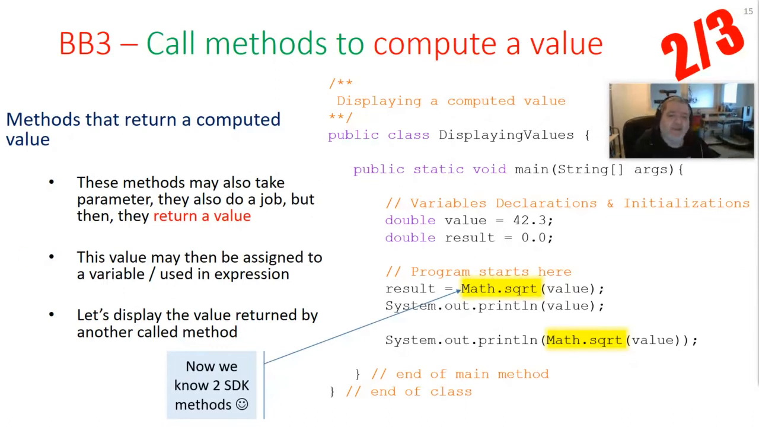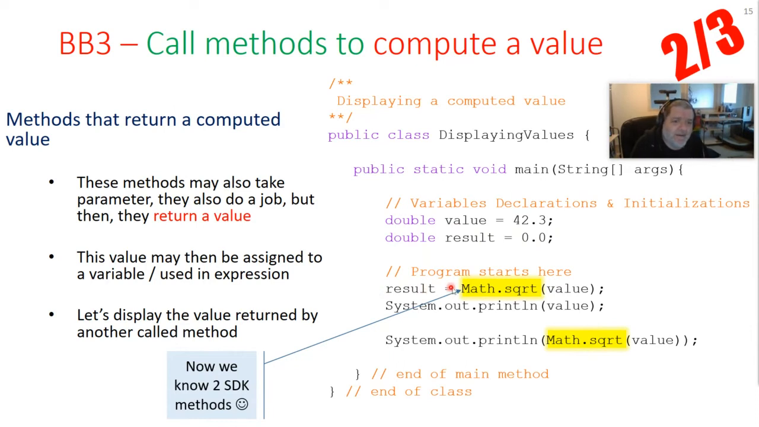Let's take a look at this code here. I have a variable value, 42.3. I have a variable result equal to 0. I want to assign to the variable result the result of evaluating an expression. So this is building block 1, declare a variable. This line here is building block 2, assign a new value to a variable you already declared.